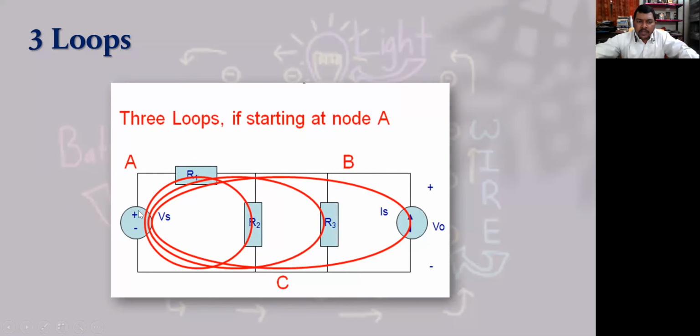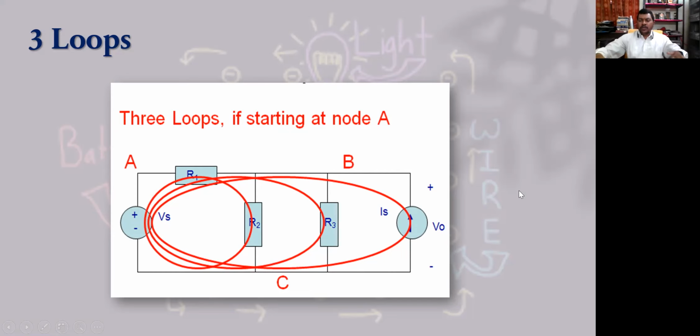The second loop will be Vs, R1, R3, and back to Vs. That is the second loop. And the third loop will be Vs, R1, the current source, that is Vo, and back to the voltage source, that is Vs. So this is how three loops are there in this particular circuit.